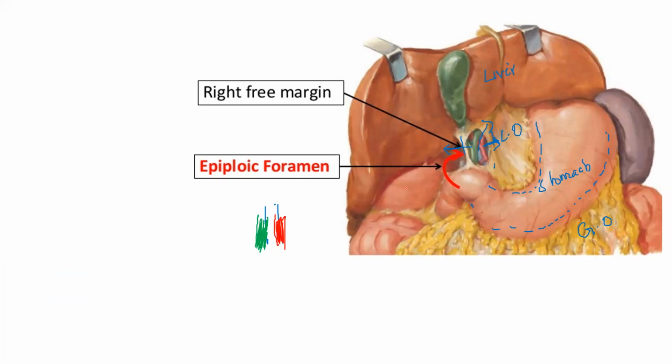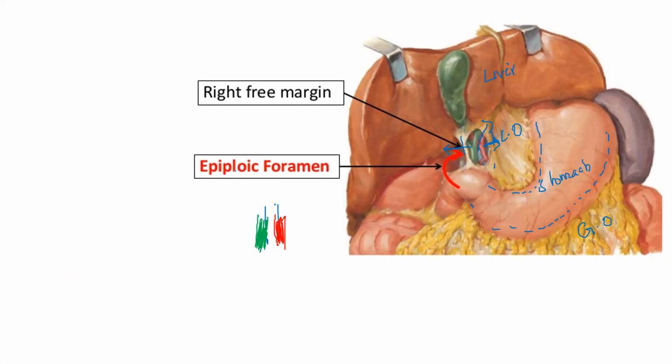What is this arrow indicating? Epiploic foramen. The epiploic foramen is the only communication between the greater sac and lesser sac. What is lesser sac? Lesser sac is the peritoneal cavity that you see posterior to the stomach. Whatever lies anterior to the stomach will be your greater sac. The epiploic foramen is communication between the greater sac and lesser sac.